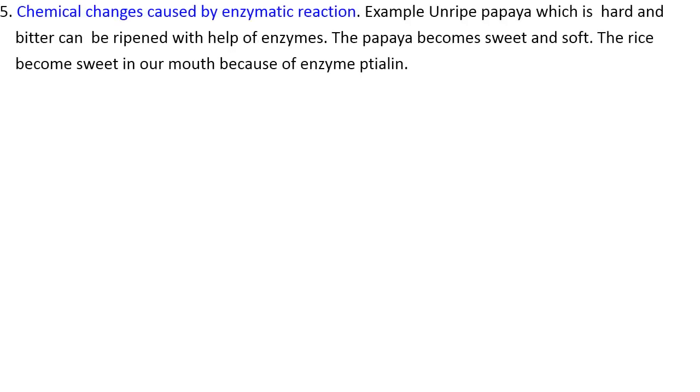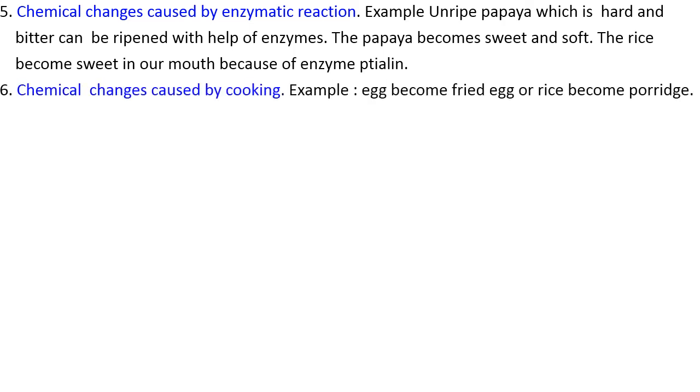The fifth group is chemical changes caused by enzymatic reaction. Example, unripe papaya, which is hard and bitter, can be ripened with help of enzymes. The papaya becomes sweet and soft. The rice becomes sweet in our mouth because of enzyme ptyalin. Sixth group is chemical changes caused by cooking. Example, egg become fried egg or rice become porridge.